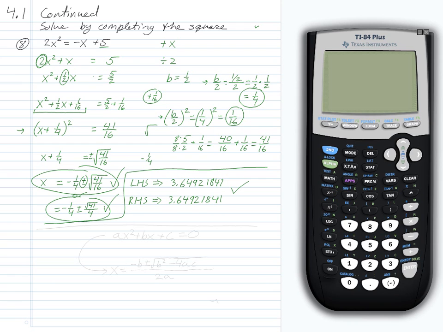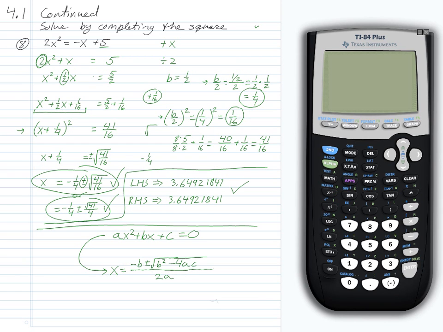Now, if we generalize this process to the standard quadratic, ax squared plus bx plus c equals 0, then we end up with the quadratic formula. In other words, if I solve this equation for x, I get x equals the opposite of b plus or minus the square root of the quantity b squared minus 4ac, all of that over 2a.